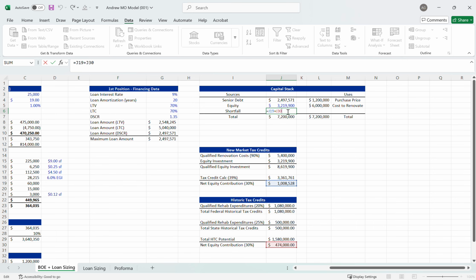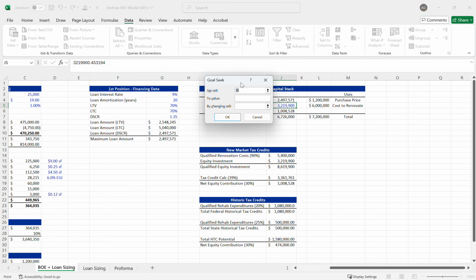But let's just say you were only able to use one, and since the historic tax credits aren't going to change, our rehab budget is fixed. So historic tax credits, this is the most we'll ever get. So really the only other reasonable choice, if we could only choose one, would be new market tax credits. Which, as you can see here, when they're not combined, we have a lower shortfall. So that means we need a higher equity investment. We'll do a quick goal seek to get this to 7.2 million.